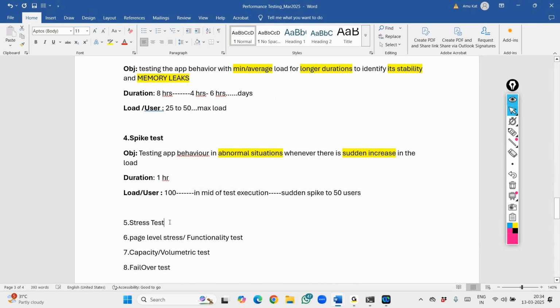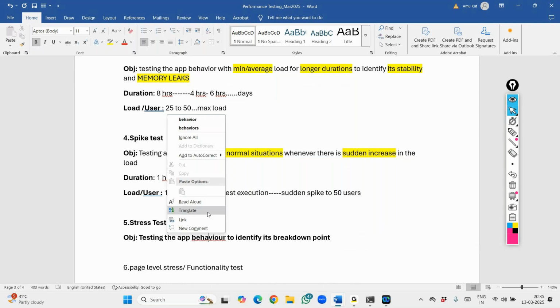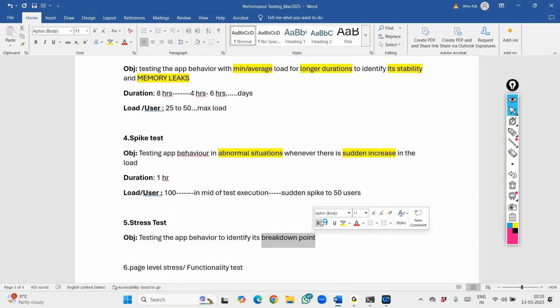And moving to stress. Just now, whenever we were discussing the load, we discussed the objective. So can I simply say it is testing the app behavior to identify its breakdown point? Okay, so what's the purpose of a stress test? Here we are performing the test to check exactly where we are getting the breakdown.